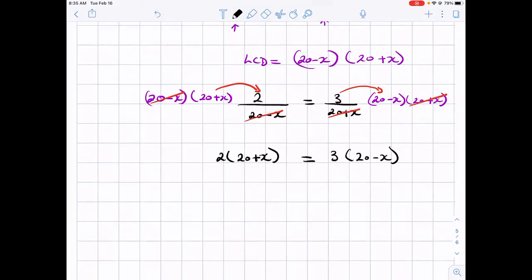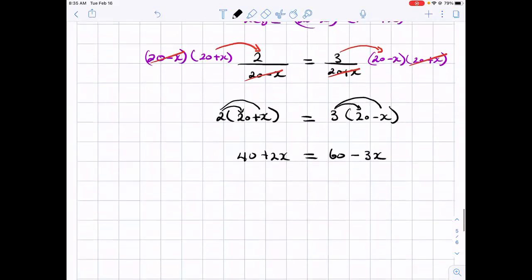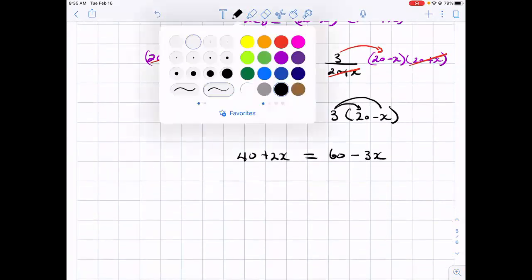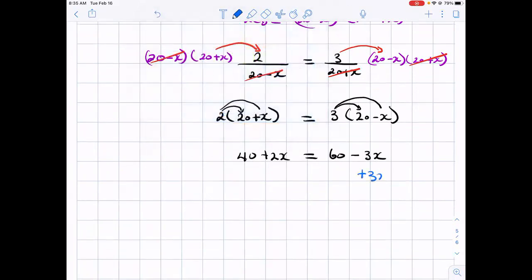If I now solve for x, 3 times 20 becomes 60, and 3 times x becomes plus 3x. That is equal to 3 times 20, which is 60, and 3 times x becomes minus 3x. Solving for x, I am going to add 3x because I always move the smaller x first. This becomes 40, 3x plus 2x becomes plus 5x, and that is equal to 60, and minus 3x plus 3x cancel.